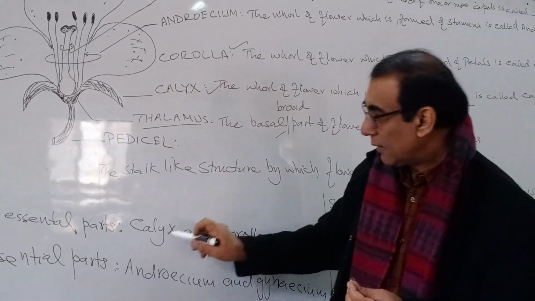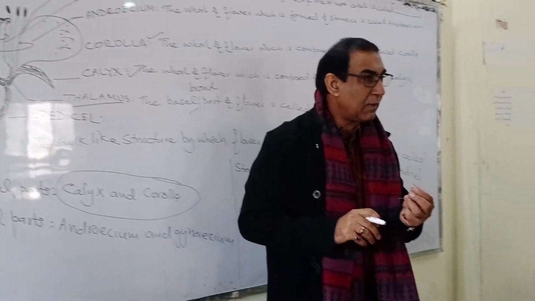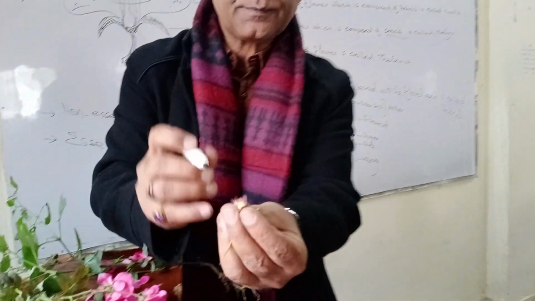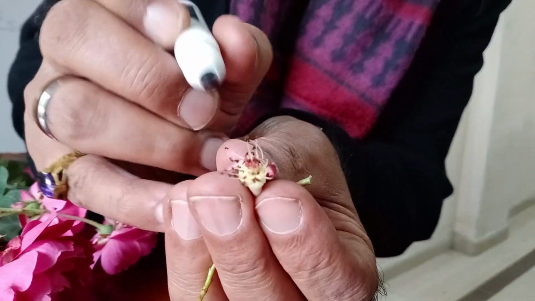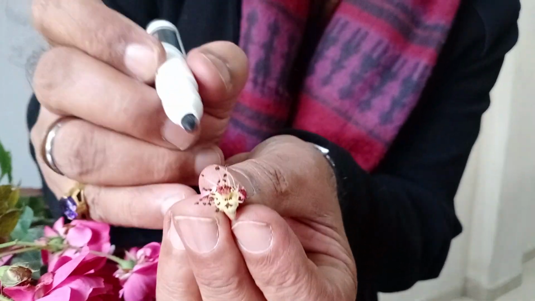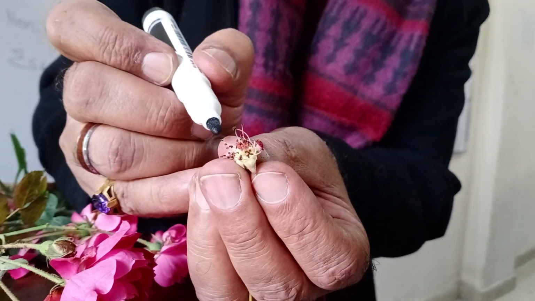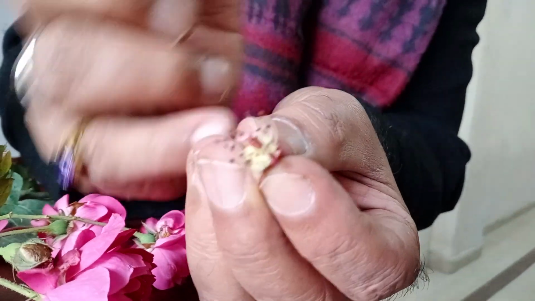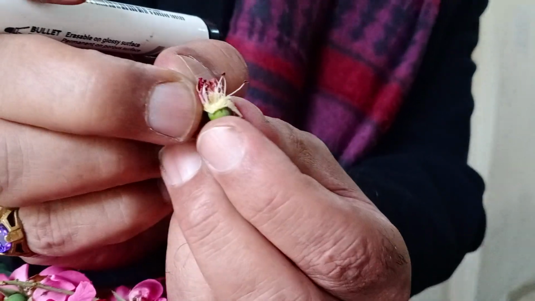The calyx and corolla are the non-essential whorls of the flower. The next is the stamen. A stamen consists of two parts, the anther and filament. Clear?